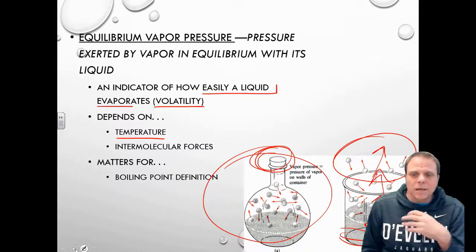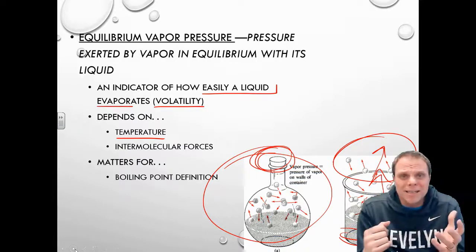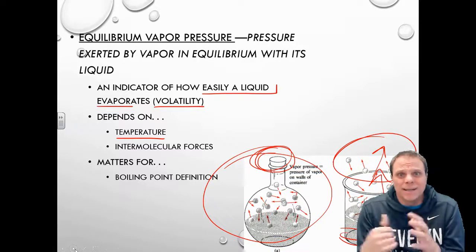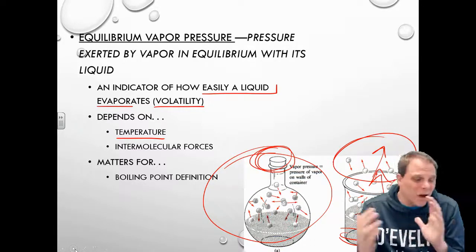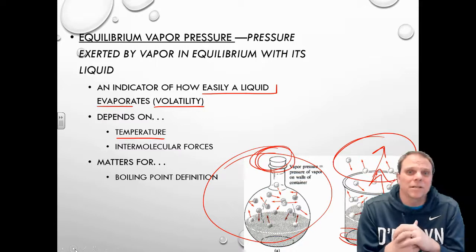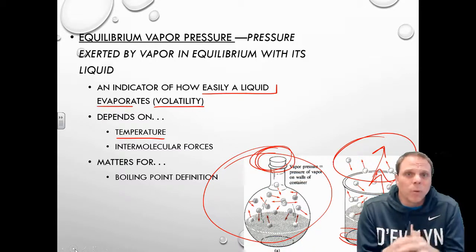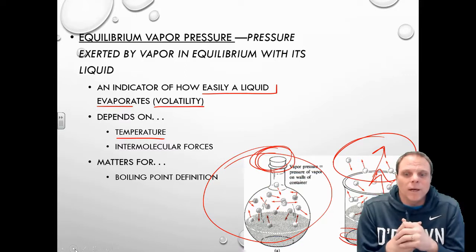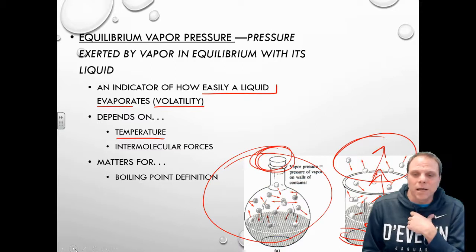All right, so why does this matter? Well, it helps us to understand the boiling point definition. We can actually decrease the boiling point from 100 degrees Celsius all the way down to nearly 0 degrees Celsius. We can basically boil water at the freezing point of water if we pay attention to this volatility and the equilibrium vapor pressure.